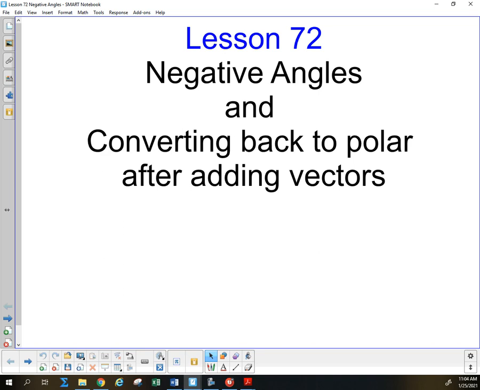In lesson 72, we will learn what it means to have a negative angle, and we will also review converting back to polar. From now on, when you add vectors, we are going to expect you to have the rectangular answer, because that's the only way you can add vectors, and we are going to expect you to also have the polar form, so you will need to convert back to polar.